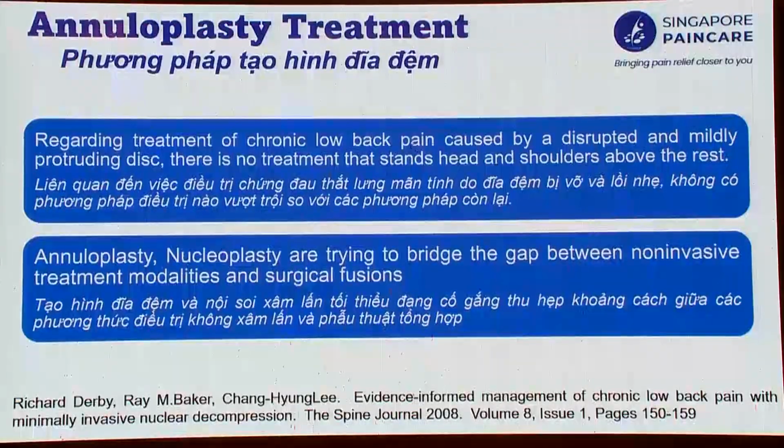So I will summarize here. With regard to the treatment of chronic back pain relating to a discogenic cause or a disrupted mild protruding disc, there is actually no treatment to be able to say that one is better than the other. So annuloplasty has been, well, in some papers, even nucleoplasty. But for me, I advocate annuloplasty is one method to be able to bridge the non-invasive and the invasive and to be able to achieve good pain outcomes and pain relief for the patients.